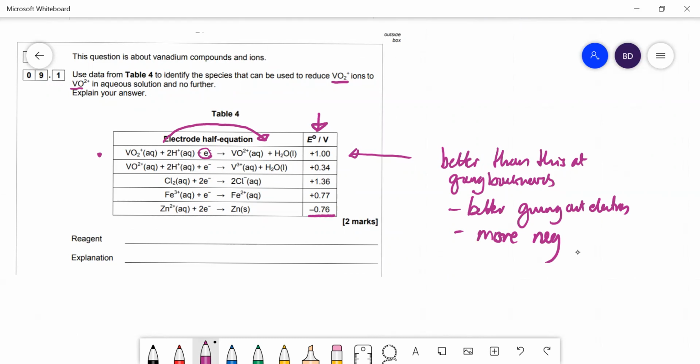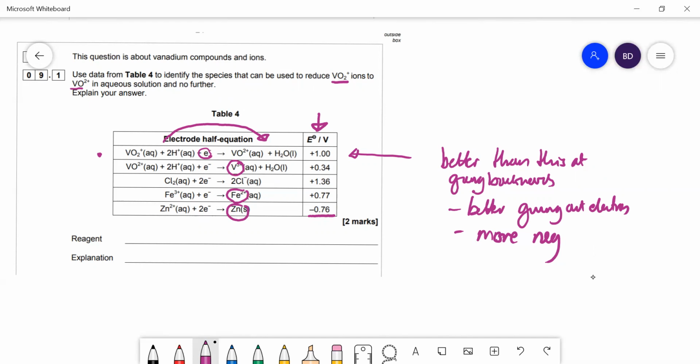Actually, also, if you look there, that could be used to reduce it, yeah, that is the zinc. Actually, the zinc will do it, and also this is less negative, Fe2 plus can do it, and also V3 plus can do it. So there's actually 3 species there that can reduce it.